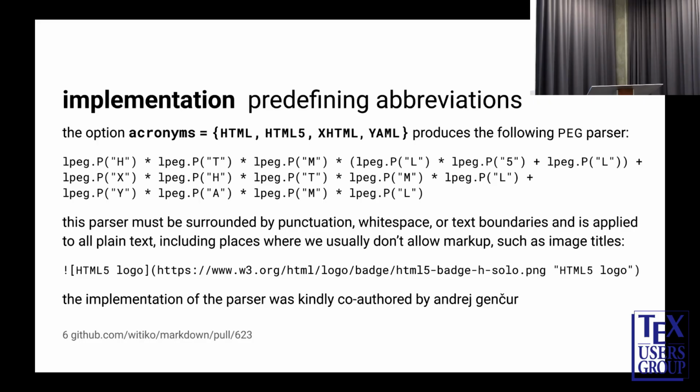Yeah, I mean, the parser is automatically generated, right? And the idea is to match HTML5 before you try to match HTML. So you're trying to match the longest possible acronym first. So that's why it's repeated. The PEG parser first tries HTML5, and when it fails, it backtracks and tries HTML.